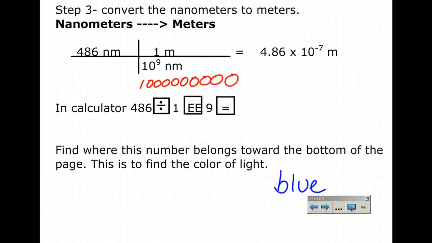There we go. Then we need to divide by 10 to the 9th. And to put that into your calculators, 486 divided by 1, not 10, because the EE means 10, divided by 1, EE9, equals, and that'll give you the 4.86 times 10 to the negative 7th. And as we said, finding where it belongs at the bottom of the page, and that's to tell us what color. And we see that it was between the line between blue and green and the line that's blue to violet, so that means that that's a blue light.